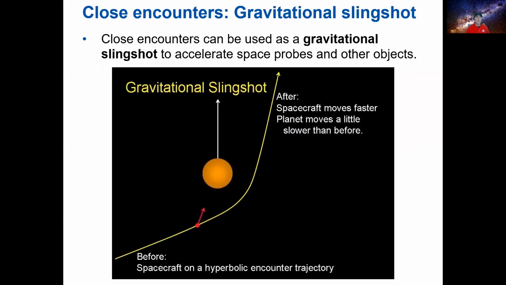Close encounters are also used as a gravitational slingshot to accelerate space probes and other spacecraft. In this example, a spacecraft catches up with Jupiter from behind and is accelerated by Jupiter's strong gravity. This, combined with Jupiter's orbital motion, gives the spacecraft a boost in speed, slinging it into the outer solar system. This is much more energy efficient than having to carry a very heavy payload of fuel to rocket the spacecraft to those high speeds.